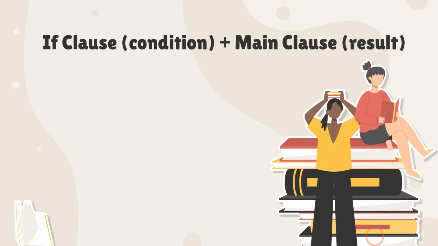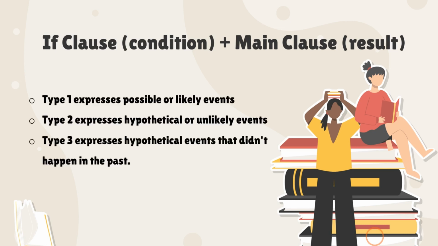Conditional sentences consist of two main parts: the if clause, which is the condition, and the main clause, which is the result. The structure of each conditional type differs based on the likelihood or hypothetical nature of the condition and result. For example, type 1 expresses possible or likely events, mostly in the future and present. Type 2 expresses hypothetical or unlikely events. Type 3 expresses hypothetical events that didn't happen in the past.